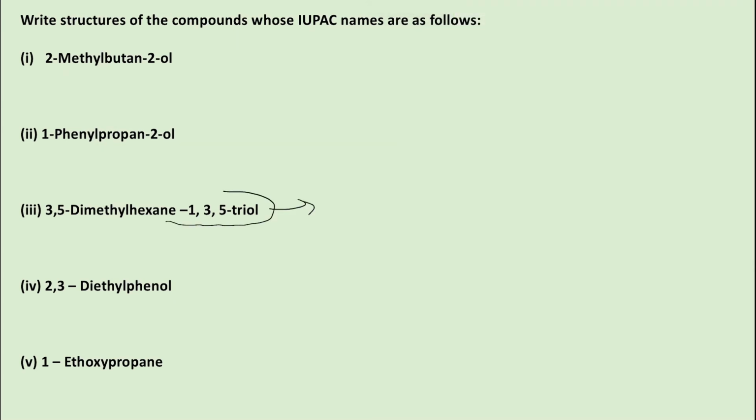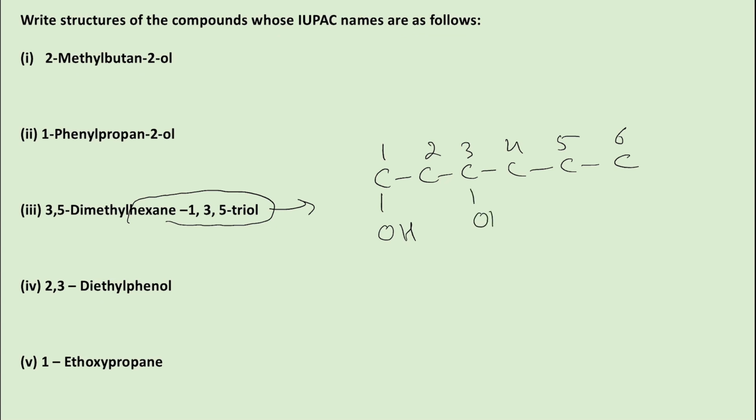This is hexane 1 3 5 triol. 1 2 3 4 5 6, because it is hexane. On the first carbon OH, you can count from left or right any side, but then follow that throughout the name. So I am counting this 1 2 3 4 5 6, right? On third there is OH, on the fifth there is OH, triol. Now 3 5 have methyl also on them, so on 3 one methyl and on 5 also one methyl. Now complete the remaining bonds. CH2, this is CH2, this already has 1 2 3 4, this has CH2 already 4, this has CH3, done.